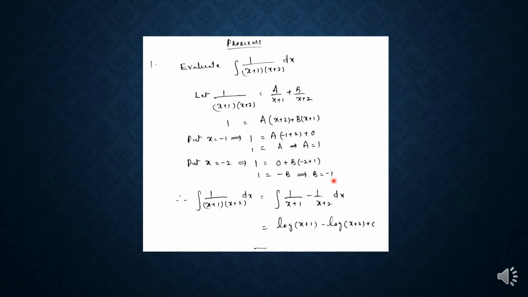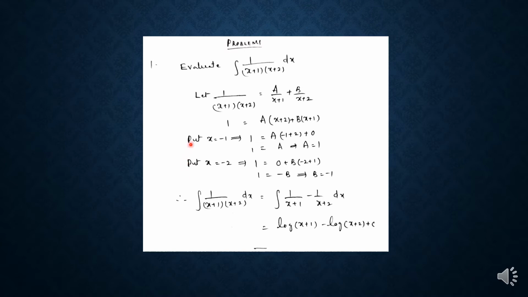Now substituting the values of A and B in the above equation, the given integral becomes integral 1 by (x plus 1) into (x plus 2) dx is equal to integral of A by (x plus 1), that is 1 by (x plus 1), plus B by (x plus 2), minus 1 by (x plus 2) dx. Now by integrating separately, integral 1 by (x plus 1) dx is log of (x plus 1), minus integral 1 by (x plus 2) dx is minus log of (x plus 2) plus C.